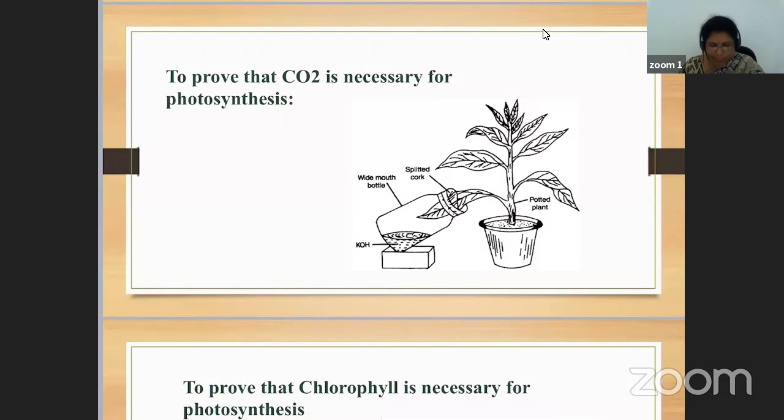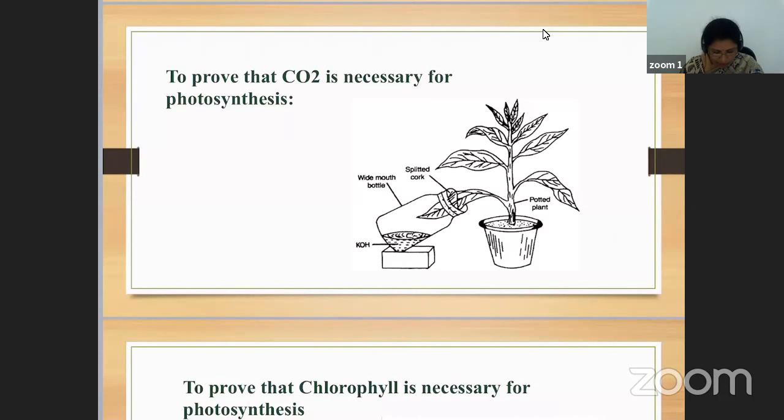Now, children, yesterday you learned about two types of nutrition. One is autotrophic nutrition. Till now, we have discussed autotrophic nutrition. What is it? It is a type of nutrition where organisms prepare their own food. And now we are going to see what is heterotrophic nutrition. Heterotrophic nutrition is a type of nutrition where organisms cannot make their own food.